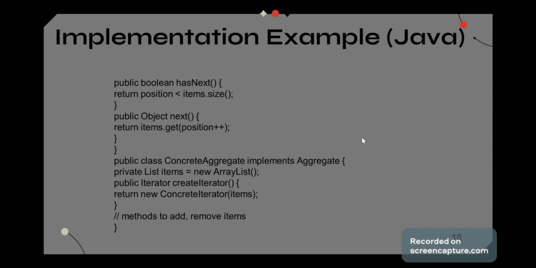So basically, to give an overview of the whole code, the iterator interface declares the methods for checking and retrieving the next items, the aggregate interface declares the method for creating iterators, and the concrete iterator class implements the iteration logic over a collection, right? And the concrete aggregate class, last but not least, holds the collection items and creates iterators for them.